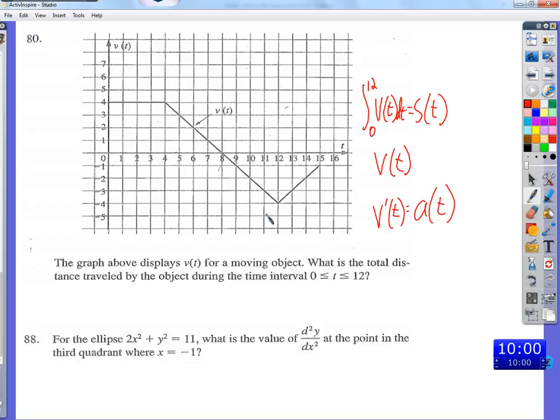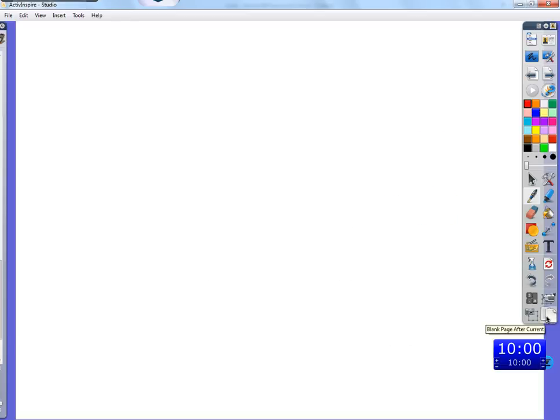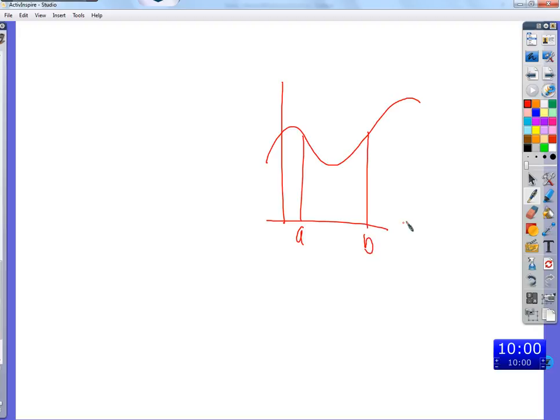This comes from when we were first learning about antiderivatives in the fundamental theorem of calculus. If we take this, from A to B, say this is f of x, and I find from A to B the area of the curve, right? That's what it was all built upon.